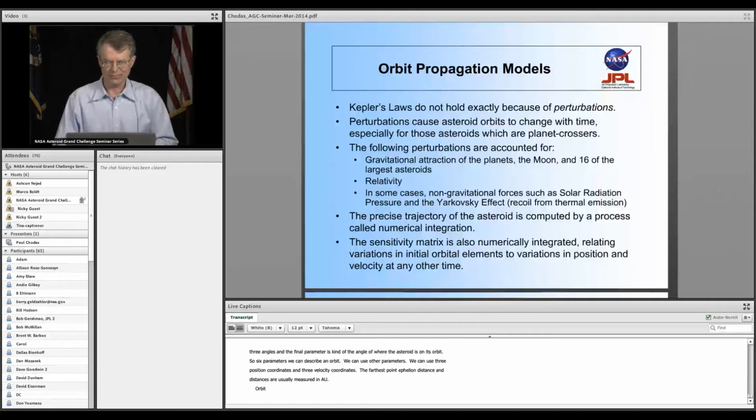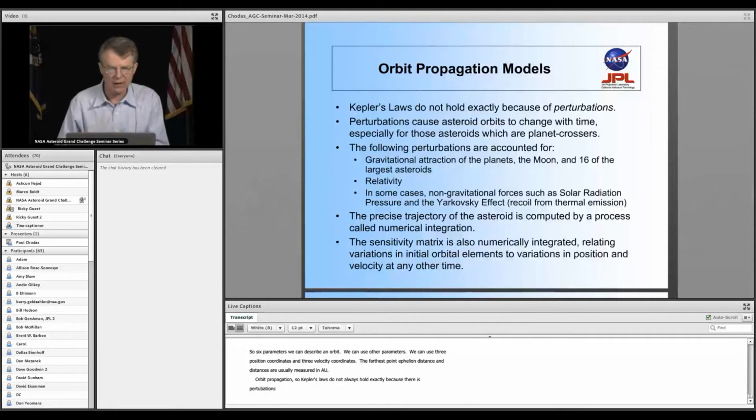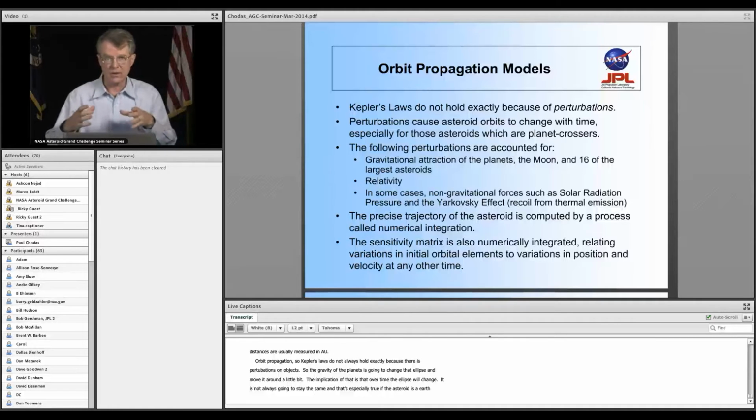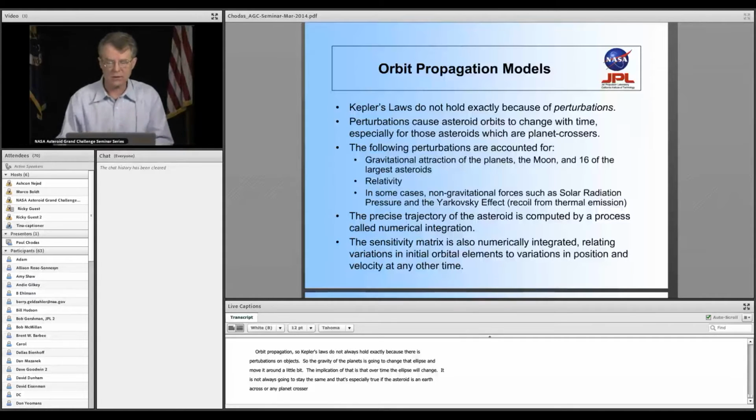Orbit propagation. So, Kepler's laws do not always hold exactly because there's perturbations on objects. So the gravity of the planets is going to change that ellipse and move it around a little bit. The implication of that is that over time, the ellipse will change. It's not always going to stay the same, and that's especially true if the asteroid is an Earth crosser or any planet crosser. If it comes close to the Earth, that ellipse will change dramatically, as you'll see in a minute. But even if it doesn't come close, the effects of distant encounters and even distant from Jupiter encounters can make that orbit migrate over time. The implication is that over the course of billions of years, these orbits are not staying constant; they are evolving with time.